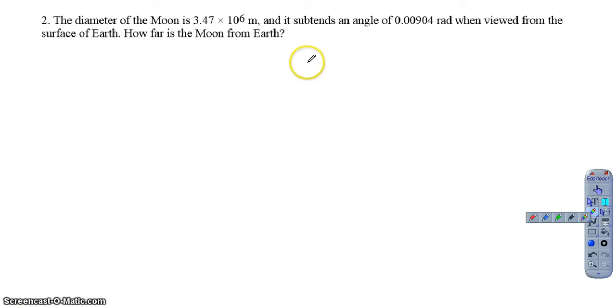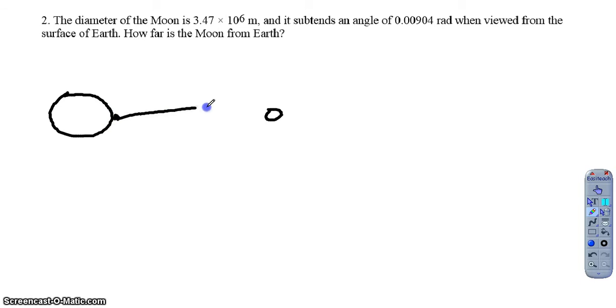Question 2 is a lot like the example we saw in class where the eagle was looking for the smallest object that it could see. In this case, they give us the diameter of the moon, 3.47 times 10 to the 6 meters, and the angle it subtends when viewed from the surface of the Earth. If we think of this as a diagram, here we've got our Earth. Somebody's standing on the Earth and looking towards the moon, so the moon would be somewhere over here. The angle, obviously a little bit larger than the moon in the drawing, is what they give us. They give us that theta in radians, which is always good. We always want that measurement in radians. And then they give us the diameter of the moon.